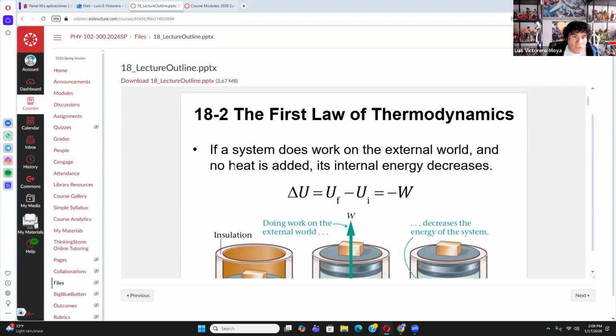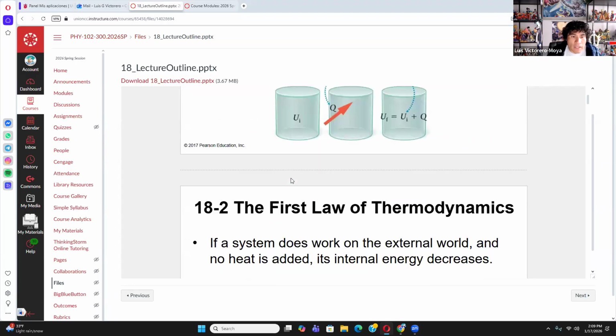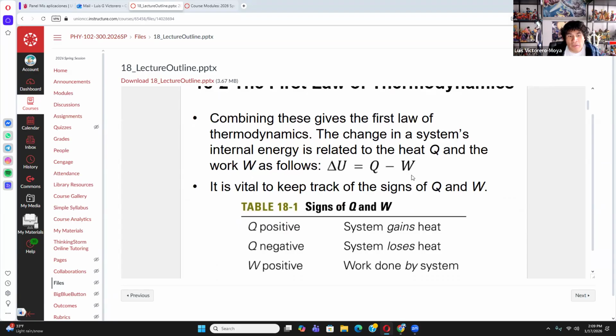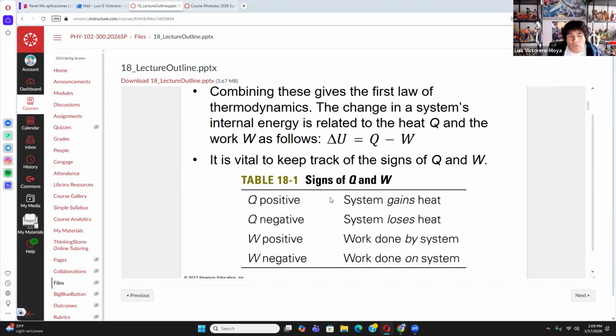So adiabatic, isochoric. And then in a general situation, you have delta U equals Q minus W. What matters here are the signs of Q and W. Q is positive when you gain heat. Q is negative when you lose heat. That makes sense. Work is positive when work is done by the system. Work is negative when work is done on the system. So that's how you can think of it.